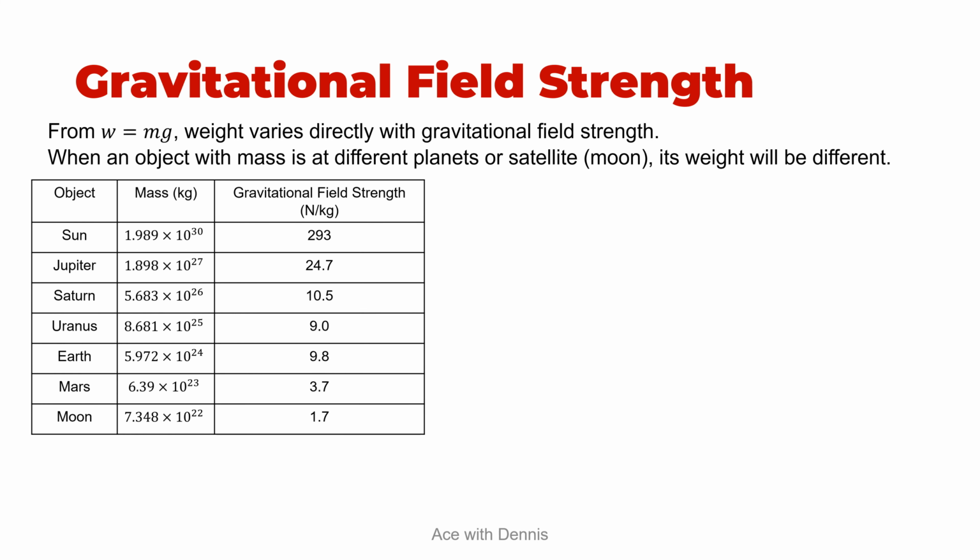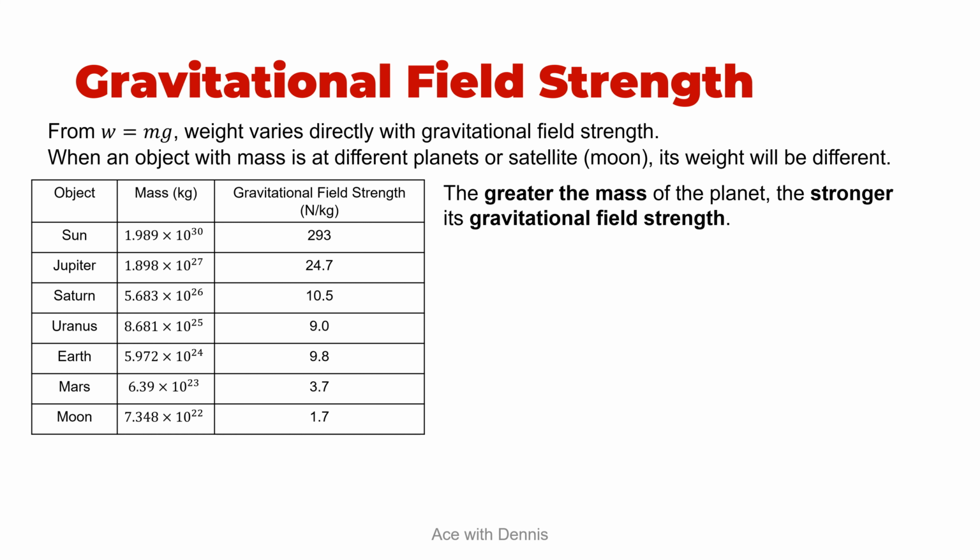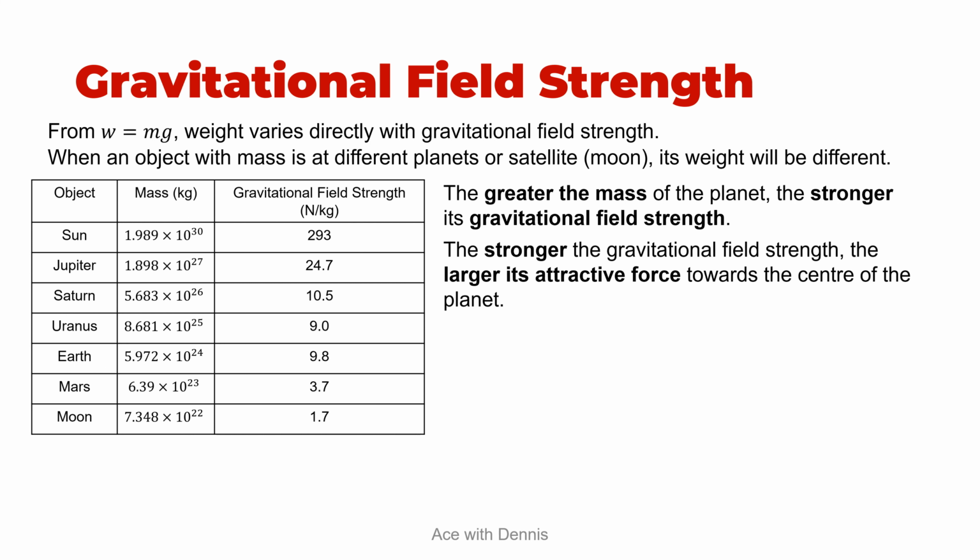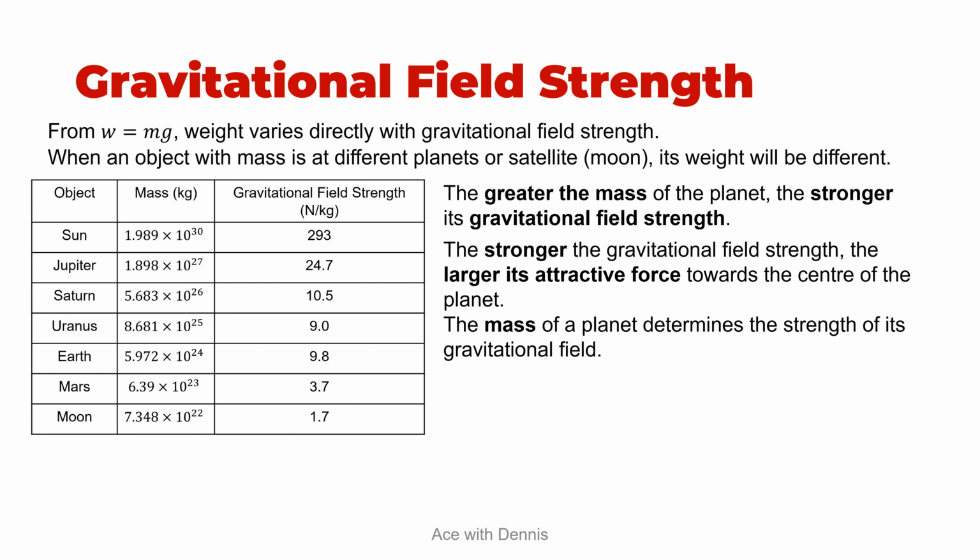This table shows the objects such as the Sun, some planets, and the Moon with their masses and gravitational field strength. These objects are arranged in descending order based on their masses. From this table, we can see that the greater the mass of the planet, the stronger its gravitational field strength. The stronger the gravitational field strength, the larger its attractive force towards the center of the planet. Hence, the mass of a planet determines the strength of its gravitational field.